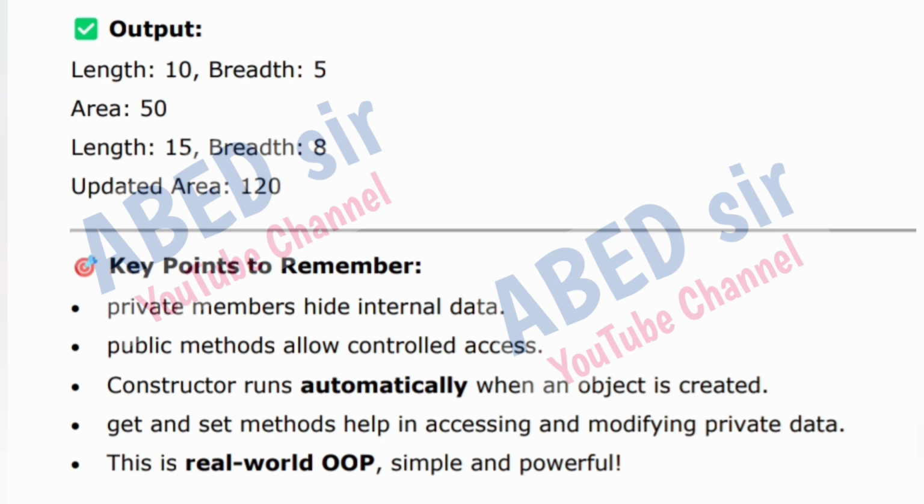Private members hide internal data. Public methods allow controlled access. A constructor runs automatically when an object is created. Get and set methods help in accessing and modifying private data. This is real-world OOP, simple and powerful.